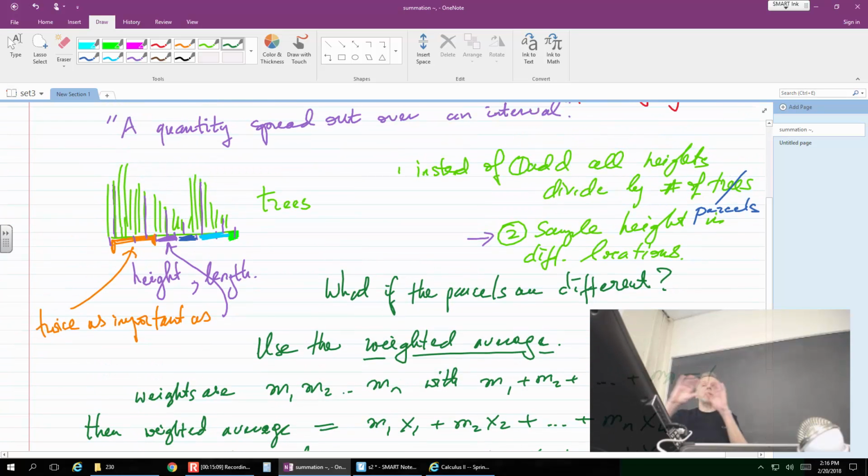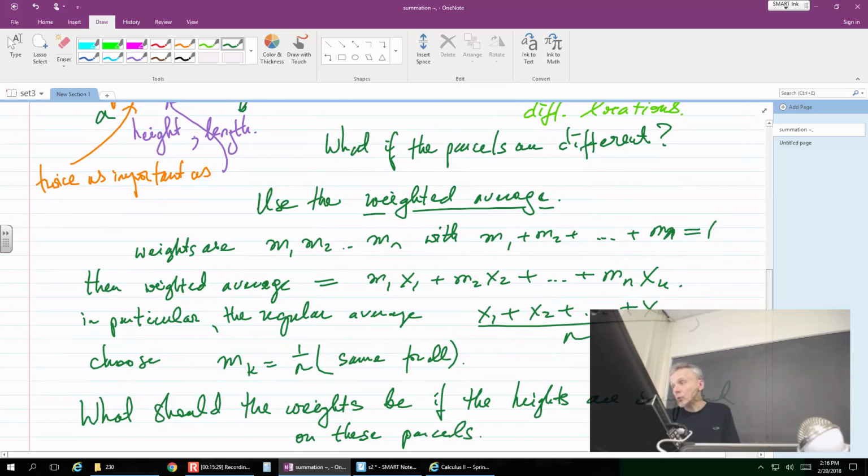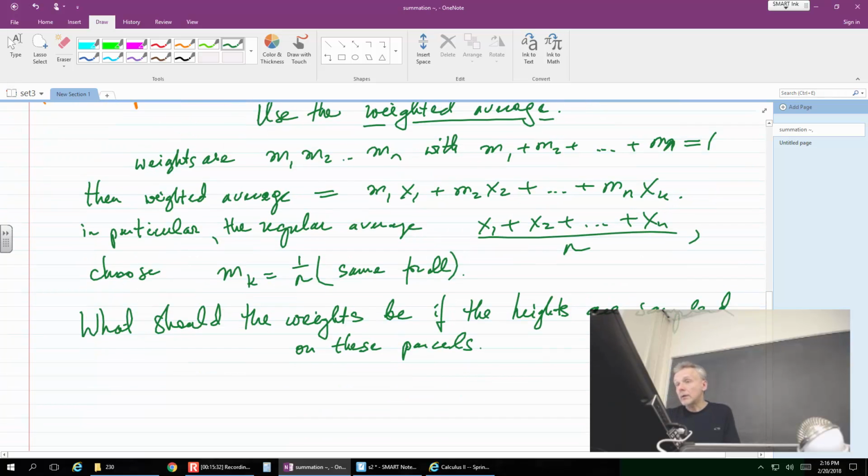So the trees are spread out over an interval. Because we're still stuck with functions of one variable, the independent variable is within the interval, maybe from a to b. Then the weighted average will be, well, what should those weights be?